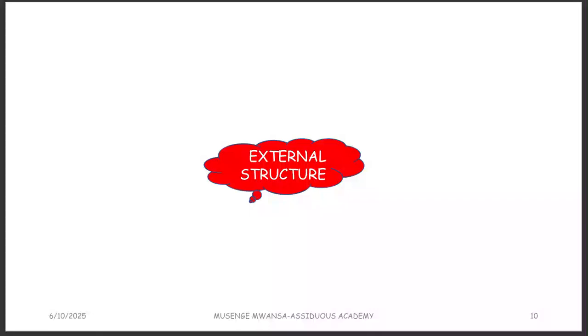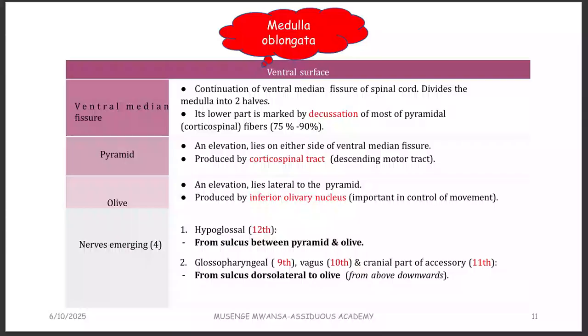But to understand this, we'll discuss them one by one. So let's first start looking at the external features of the brainstem. We've said the brainstem is made up of the midbrain, the pons, and the medulla. So we'll look at the external features of all these parts and then also look at the internal features. Starting with the medulla oblongata, the external features.